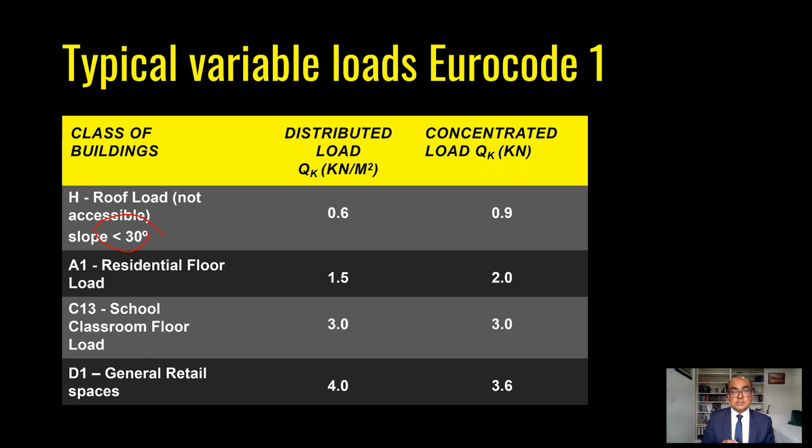Distributed load, residential floor load is 1.5 kilonewton per meter square, and school or classroom floor load, office floor loads are a little bit higher, which is 3.0 kilonewton per meter square. Retail spaces will have higher as well, 4 kilonewton per meter square. 3 kilonewton per meter square is roughly 60 pounds per square foot. 4 kilonewton per meter square is roughly 85 to 100 pounds per square foot or PSF.